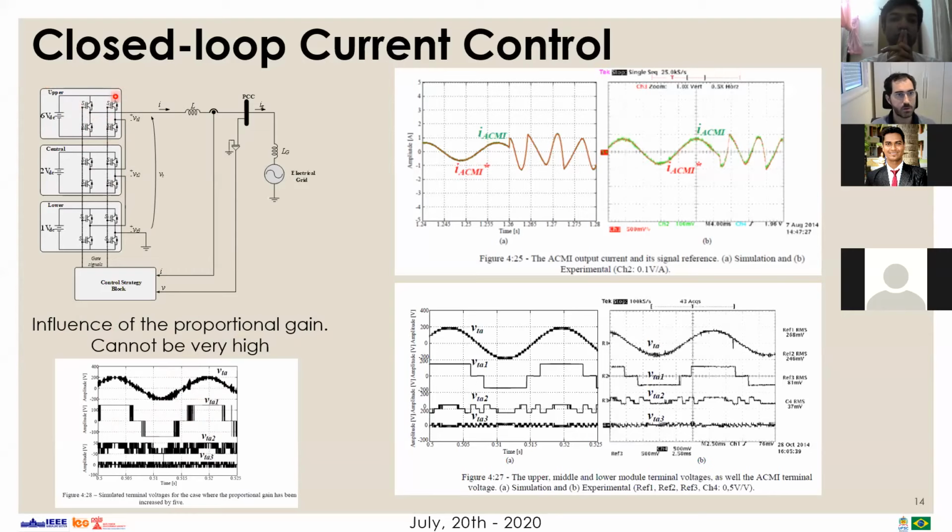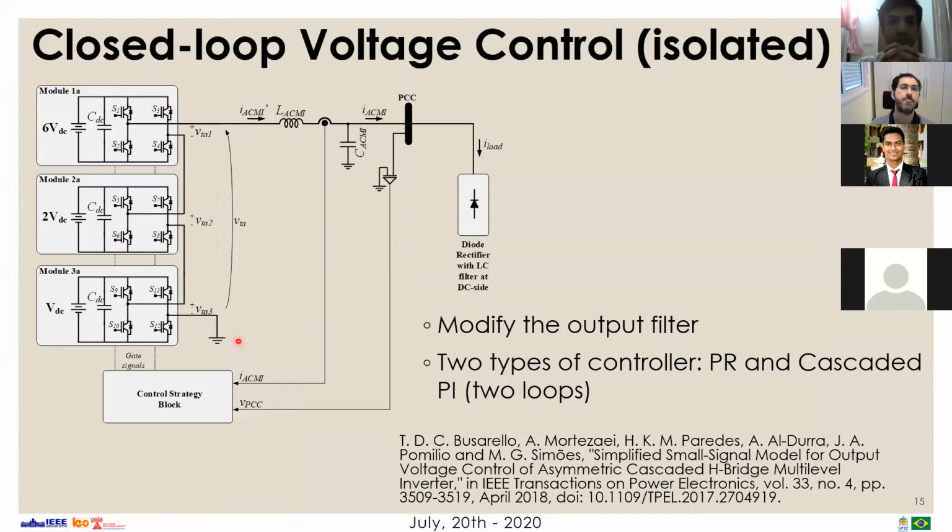If you have thousands of commutations of this upper module, again, it's better to think carefully and try to use another topology, another modulation, okay? It needs to be assured that the number of commutations is relatively low when you are employing the controller. If you increase the proportional gain too much, you may face a lot of commutations, making it unfeasible.